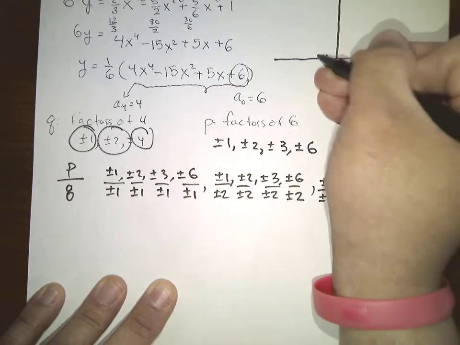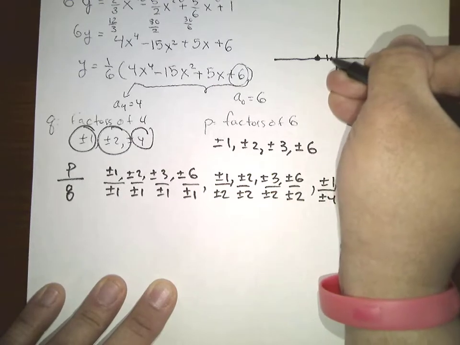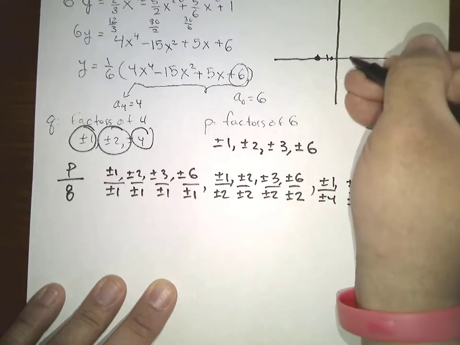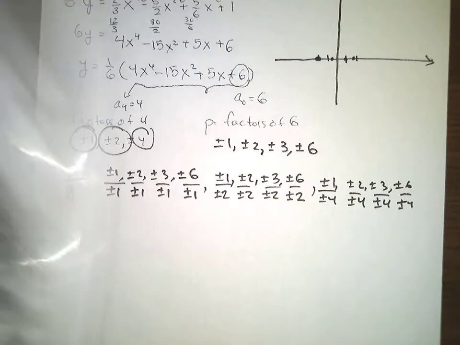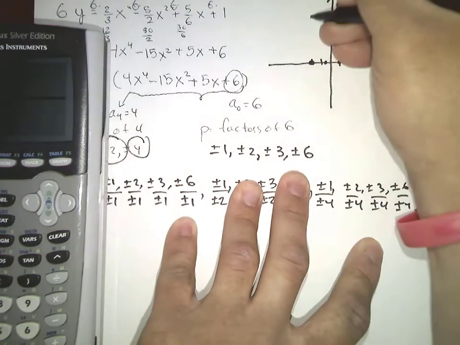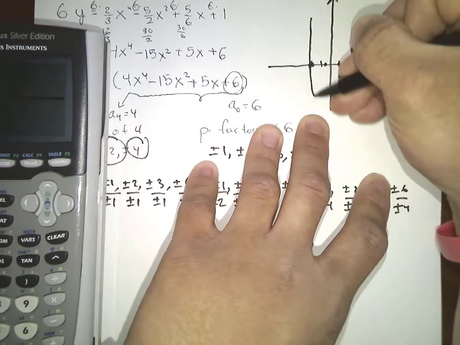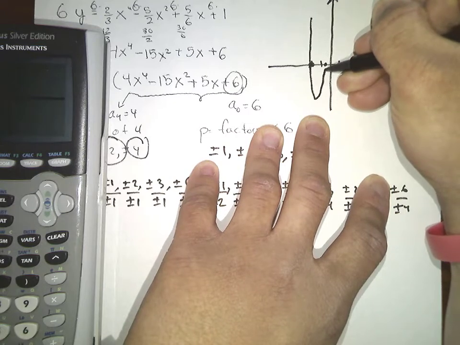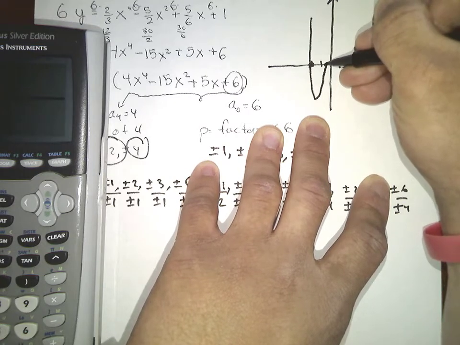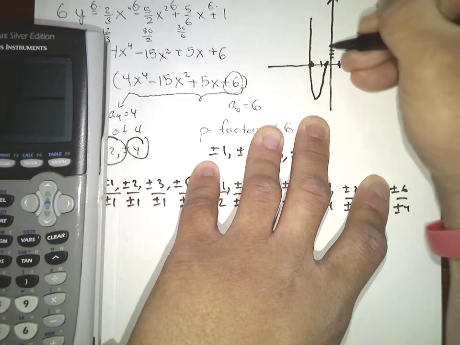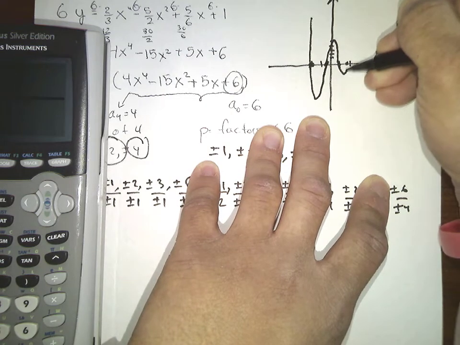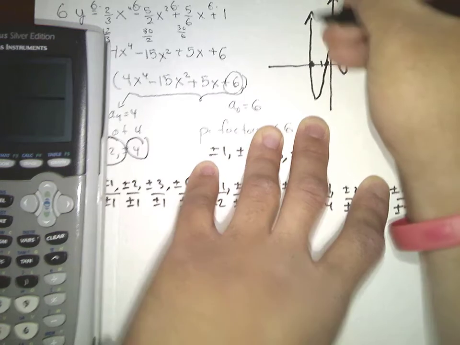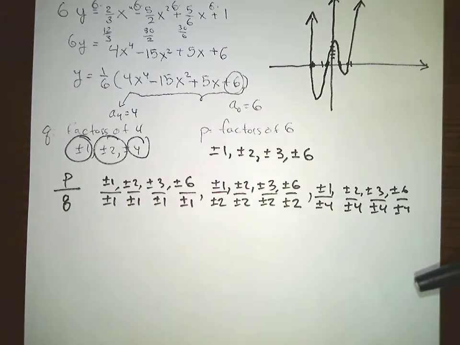So there's a 0 here, a 0 here, a 0 here, and a 0 here, and the graph looks like it goes down and then back up, and then down and then back up. All right, so something like this.